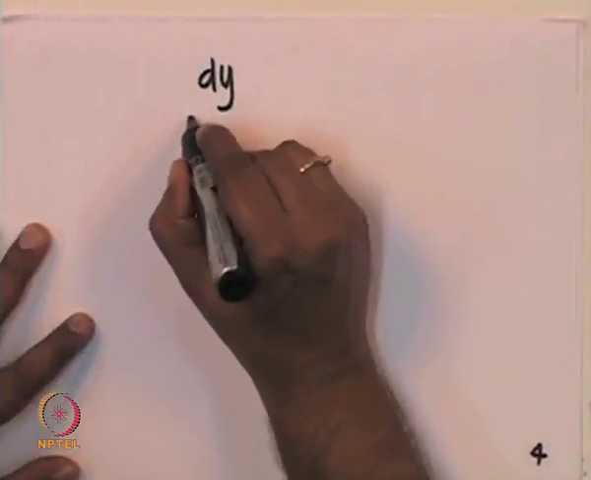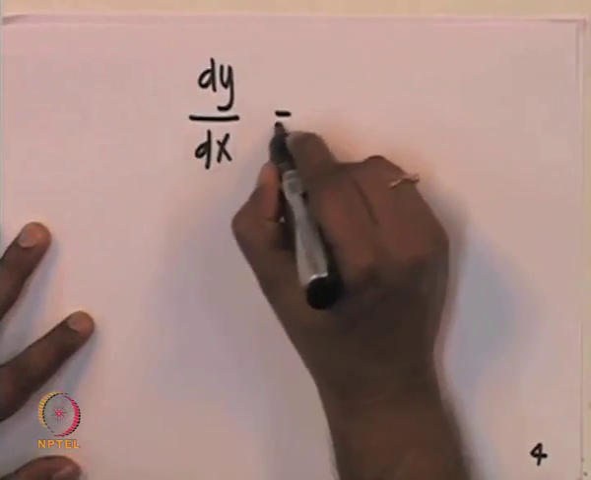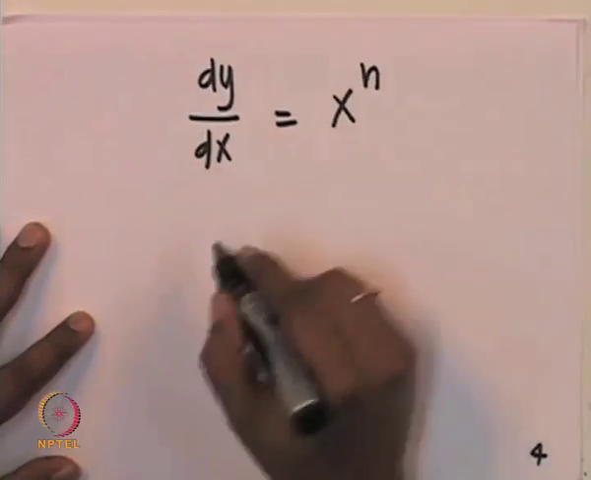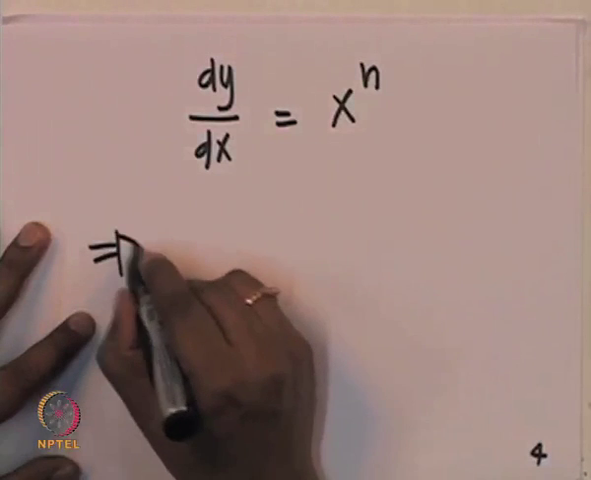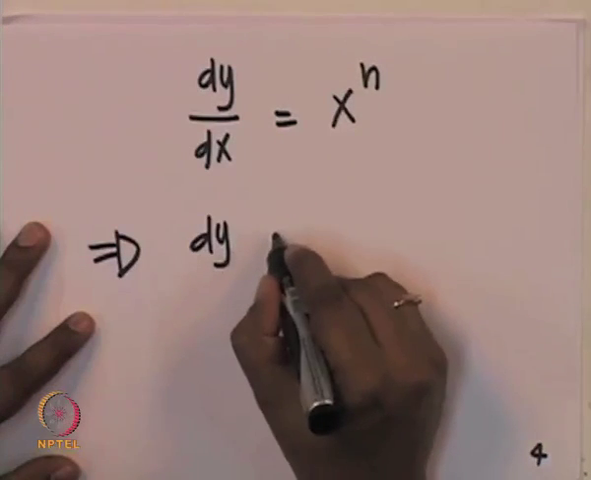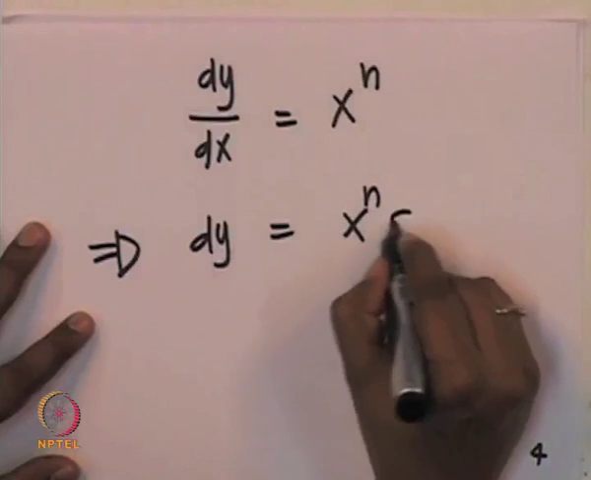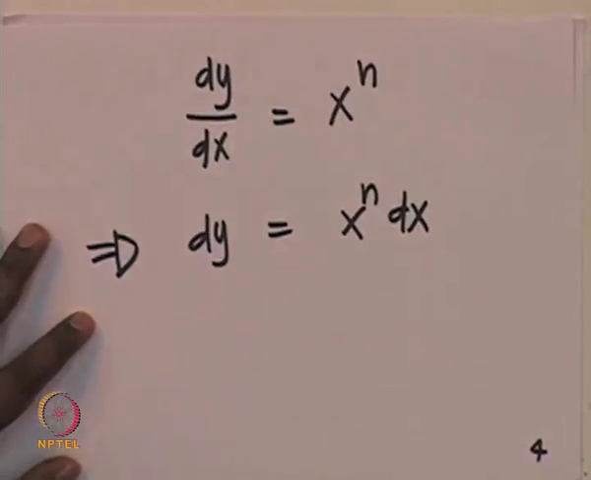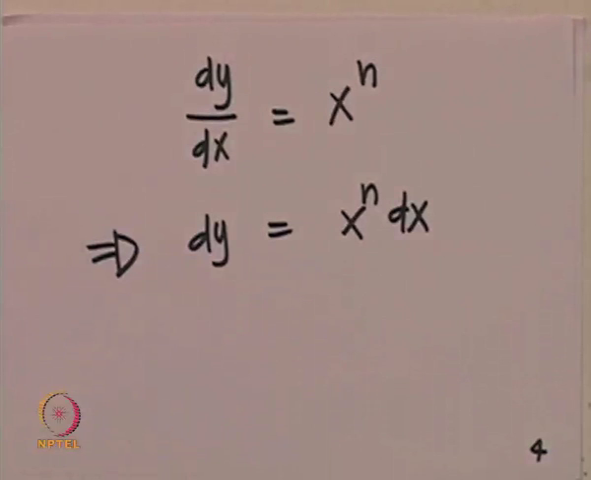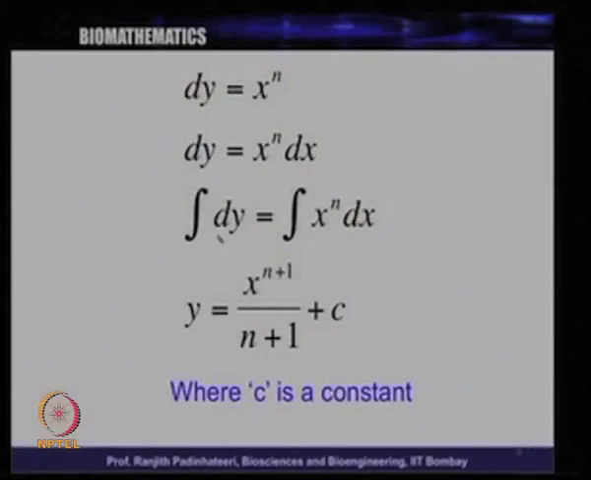dy by dx equal to x power n. This would imply that dy is equal to x power n dx. So, you have a slope of a curve, dy by dx is x power n, where n could be any number: 1, 2, 3, 4, 5, 6, any number, even minus 1, minus 2. If you have such a thing, then you can integrate both sides.